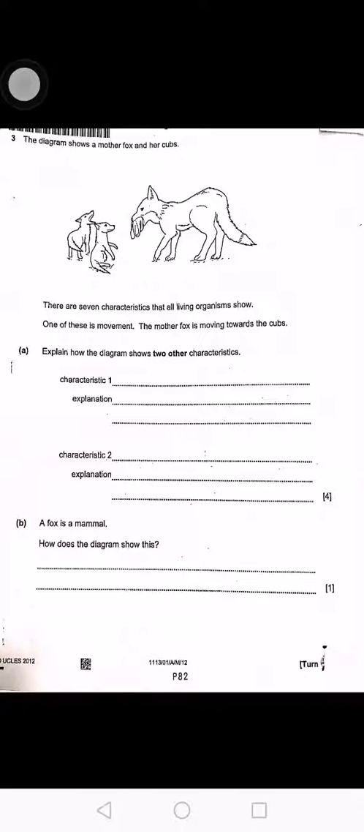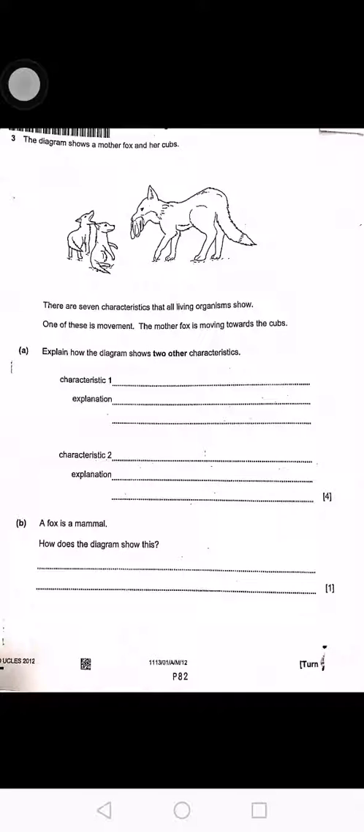Kids, please, nobody should write movement, because the question already said movement above. That's why I say read the question carefully. We should write 2 other characteristics. The first one, reproduction. Explain: we have the mother and her cubs, which means increase in number.